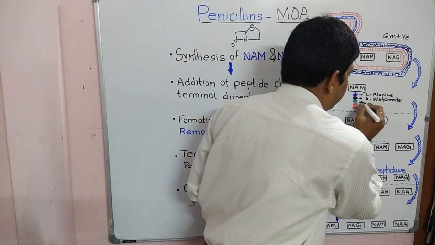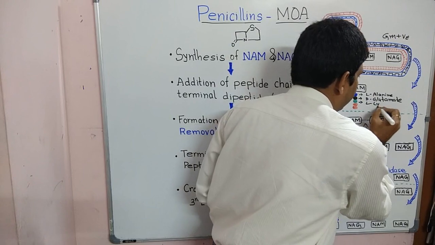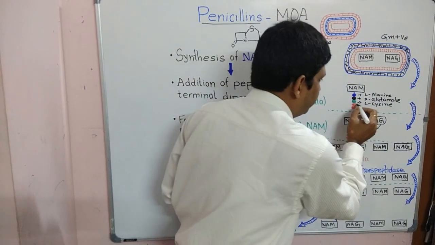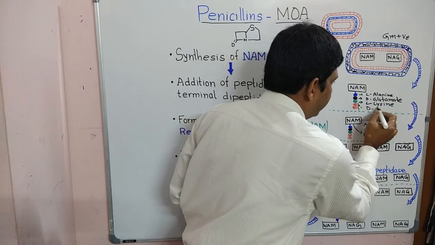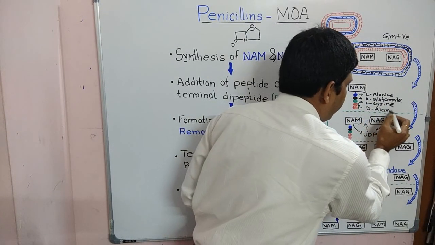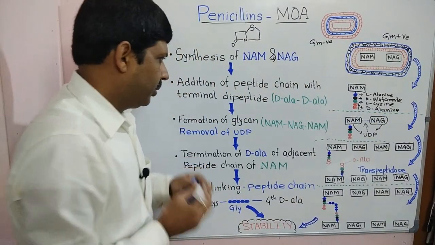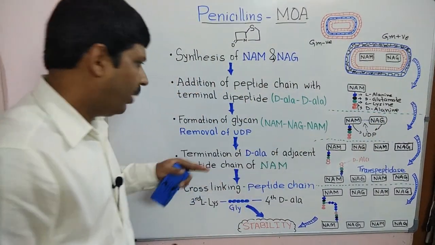Then this shows L-lysine. Then these two are D-alanine. So now we have reached here. Now what happens after this?